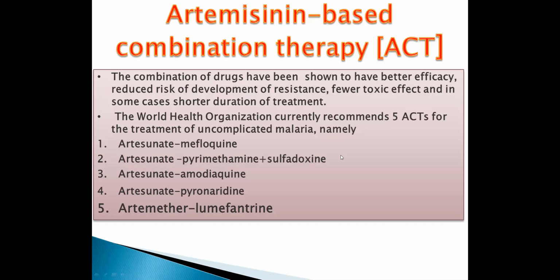That's why WHO recommended 5 different combinations of artemisinin along with other drugs for the treatment of uncomplicated malaria. Namely, it can be combined with mefloquine. It can be combined with the combination of pyrimethamine and sulfadoxine. It can be combined with amodiaquine, which is an example of a 4-aminoquinoline derivative. It can also be combined with piperaquine, which is also an example of a 4-aminoquinoline derivative, and also with lumefantrine.